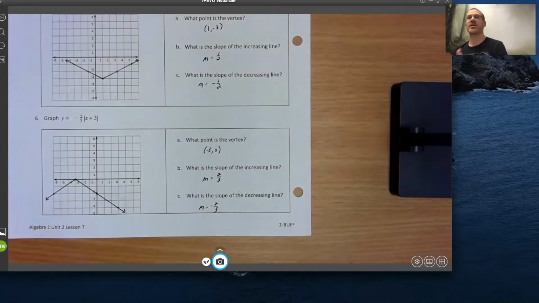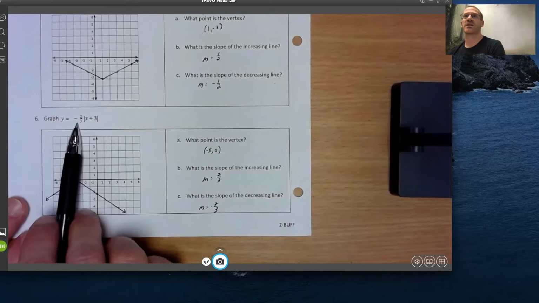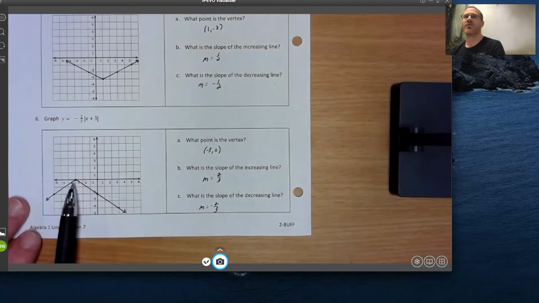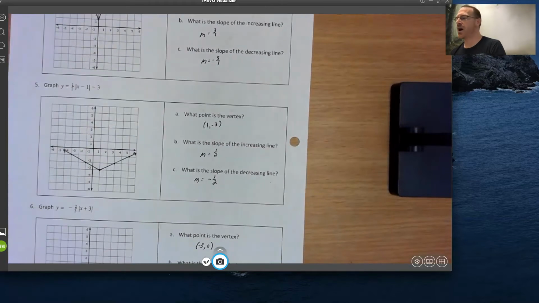So that's really the big thing that we want you to see, is that a lot of that same information that we were pulling and using from our equation of our line is very, very similar to what we see in an absolute value equation. So we can get that vertex from the equation. We can see the rate of change from the equation. And then we just have to pay attention to whether this rate of change is positive or negative. If it's negative, our V will open down. If it's positive, it will open up.